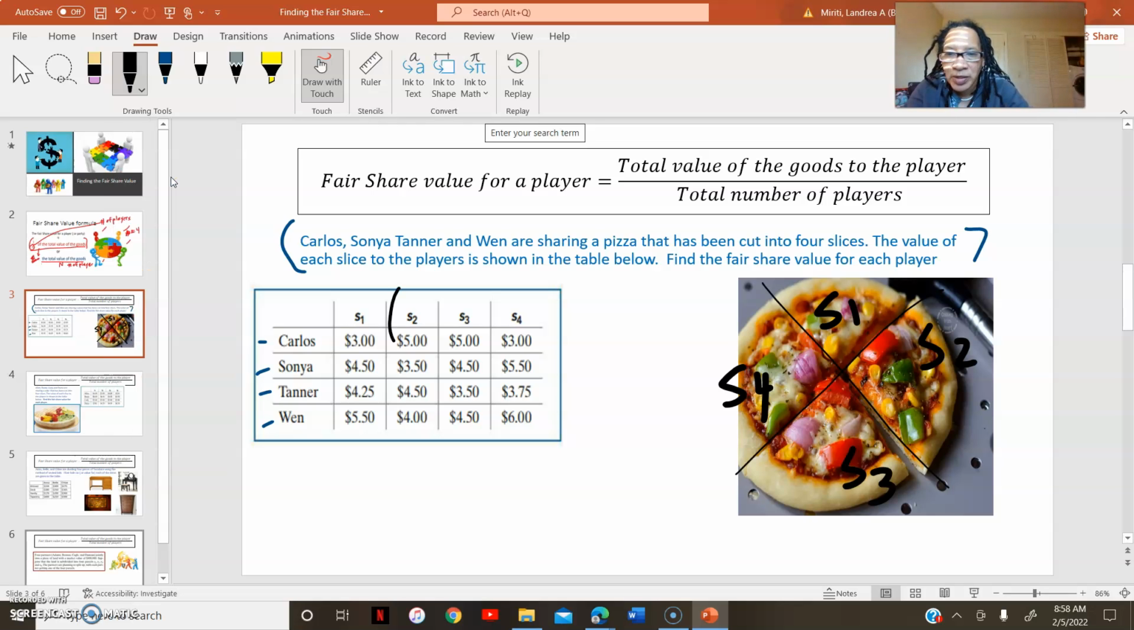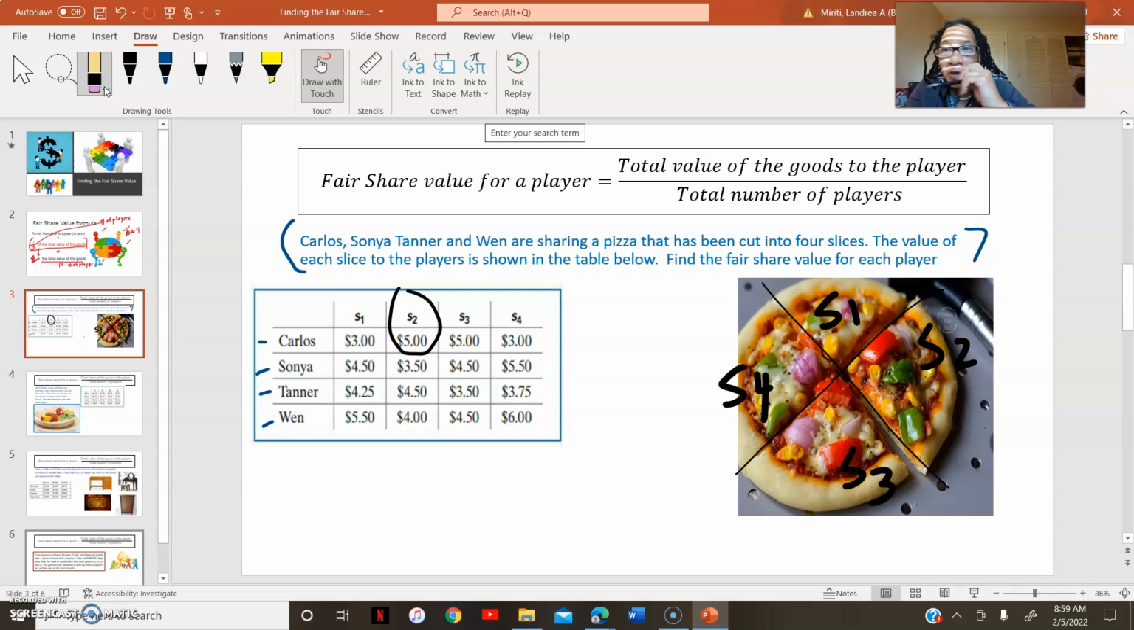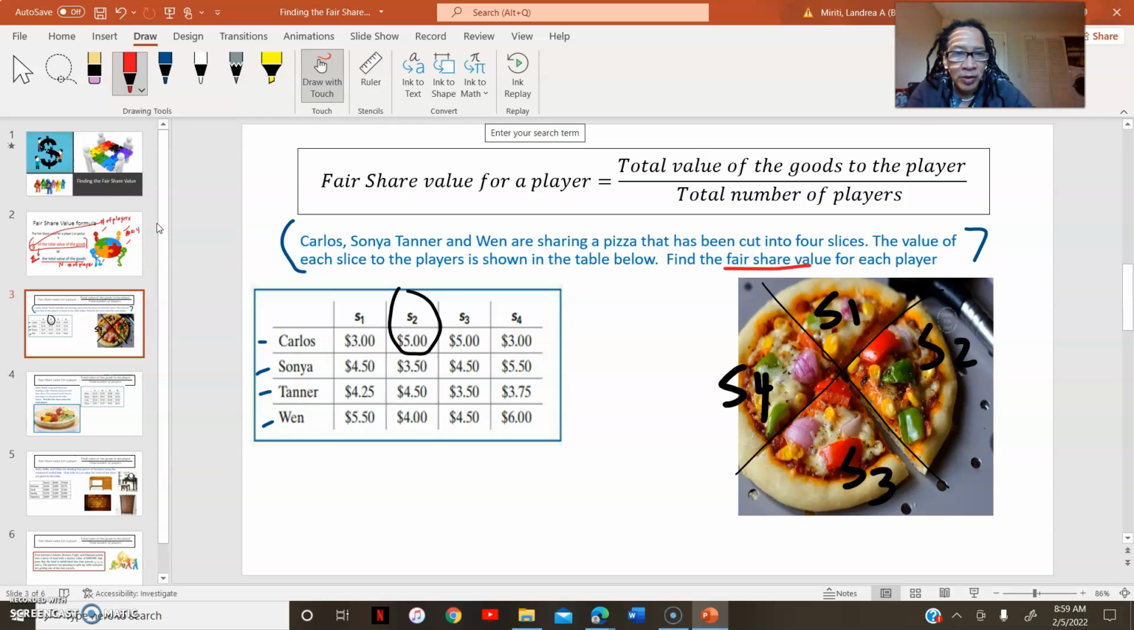So for instance, we can see that Carlos values that S2 piece at $5 over here, right? At $5 and so forth. And maybe he likes that piece more than others because it has peppers or things all over it or something like that. But in any case, what we want to focus on is finding the fair share value. That's what we're interested in finding, what we call the fair share value, and we're going to use our formula up here to do so.